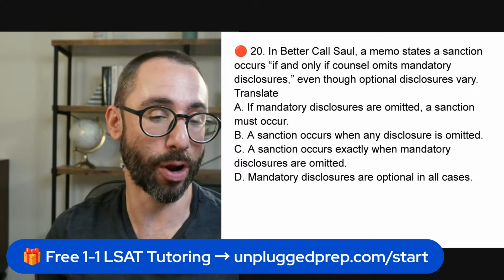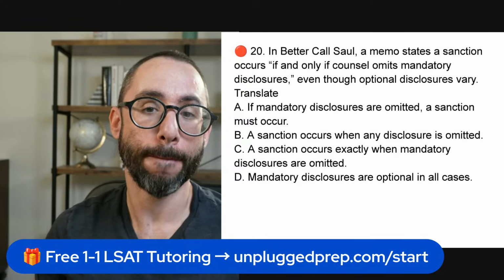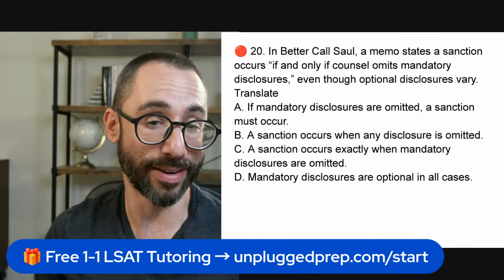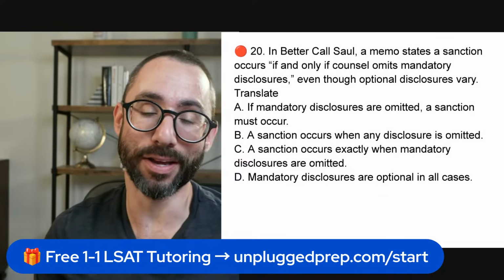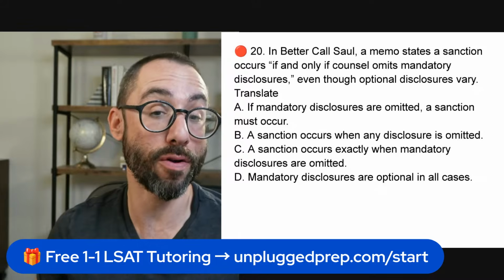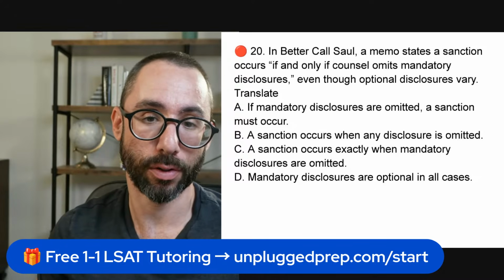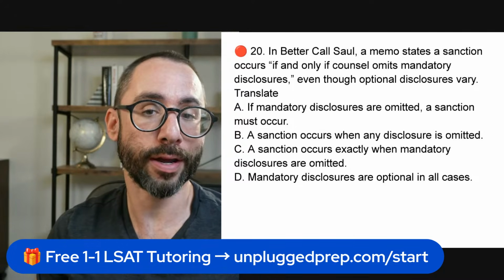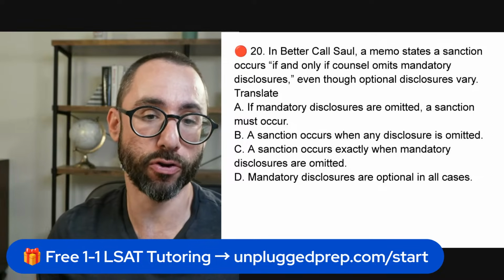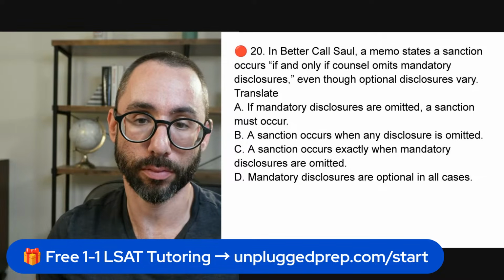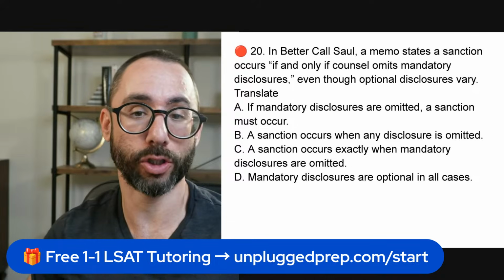I see some folks dropping answers in the chat. Nice. So the if and only if is like a double arrow, kind of like an equal sign, meaning exactly, no more, no less. They are equivalent. It is definitional. So omitting mandatory disclosures is both necessary and sufficient for sanctions to occur. And that is exactly what choice C says.